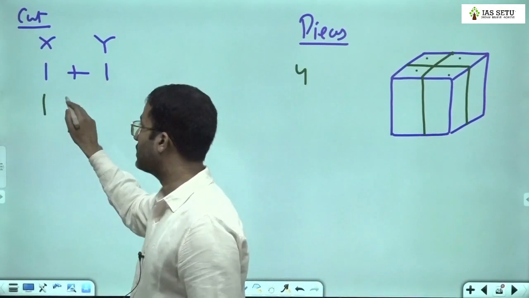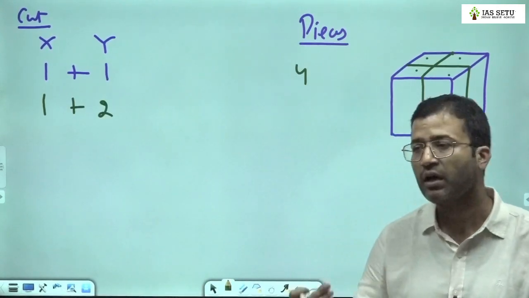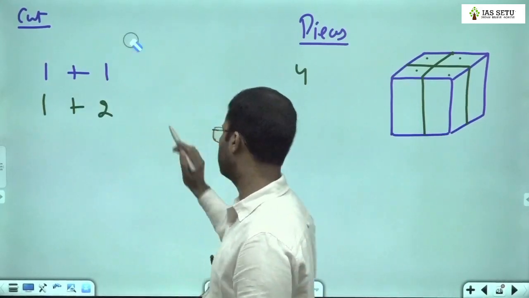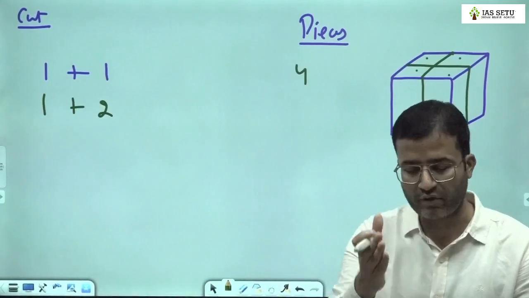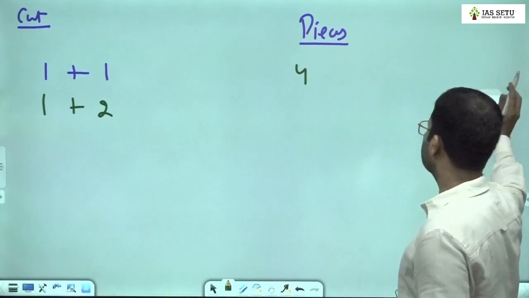Next, I make 1 cut on X, 2 cuts on Y, or maybe X and Y can interchange, it doesn't matter to us. We are using two axes, X Y or Y Z, doesn't matter. We make 1 cut on one axis, 2 cuts on another axis. That we will say how many pieces we will get.